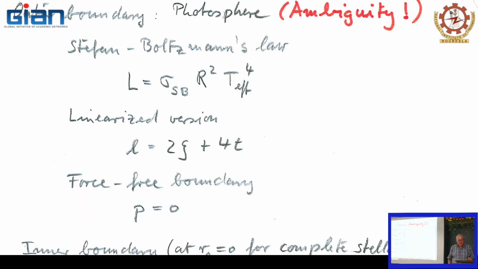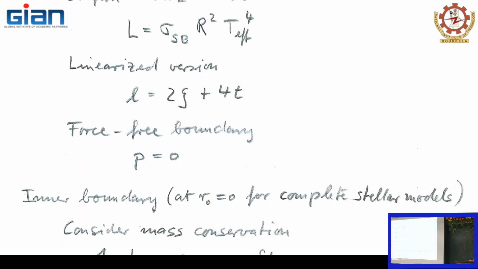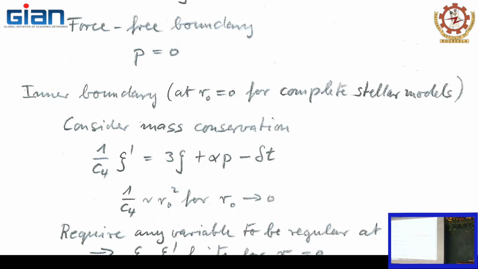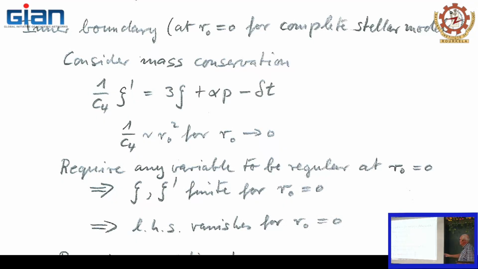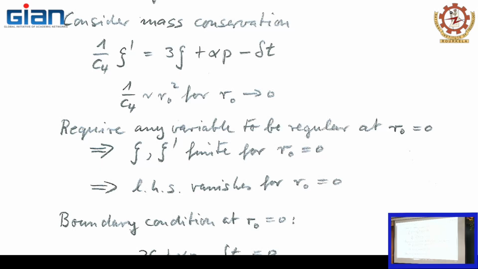It's easier for the inner boundary conditions. We have already touched on that problem. These are the two, again in more detail. The inner boundary occurs at zero radius for a complete stellar model. Then we bring the coefficient C1 or C2 to the left-hand side because these coefficients vanish. 1 over C4 vanishes. We need to require, for regularity reasons, that 3 zeta plus alpha p minus delta t has to be 0. So the left-hand side has to be 0, as explained before.